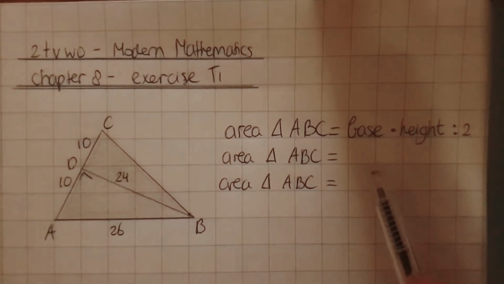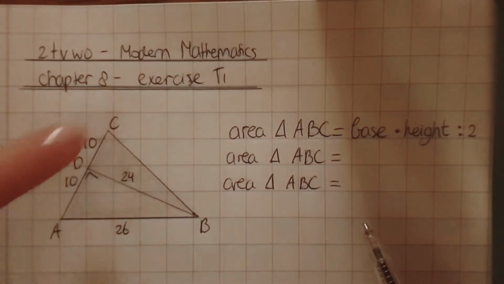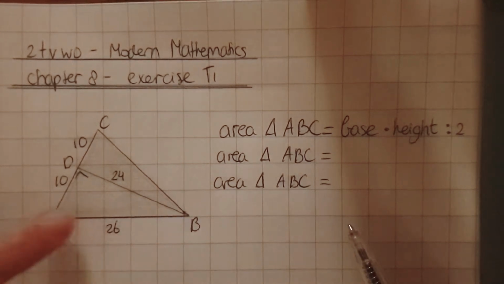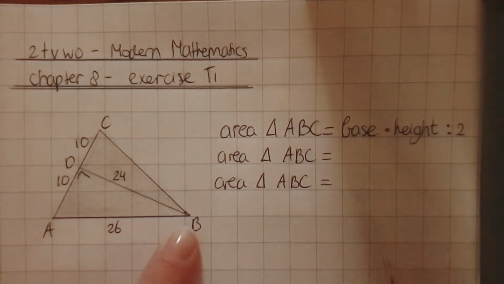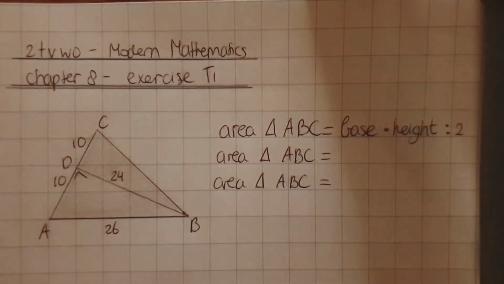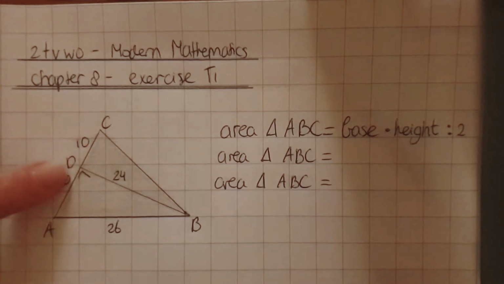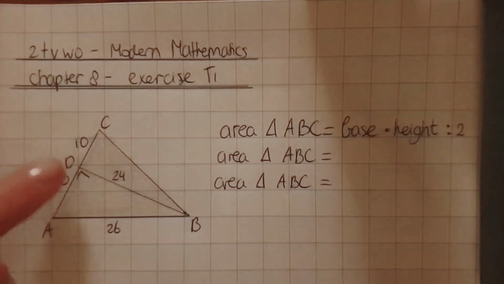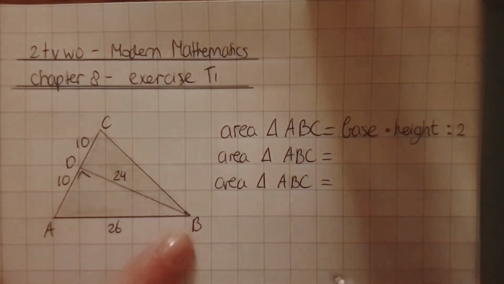The base is always a side of a triangle, so it can either be AC, AB, or BC. For example, if I take AB as a base, then I go along this side with my finger and look for a 90-degree sign to check if there's a corresponding height. No, there's no corresponding height here. Then I look at another side, for example AC. I go along the side with my finger and look for a 90-degree sign. Yes, there's a 90-degree sign here. So I'm going to use this as a base and then DB as the corresponding height.